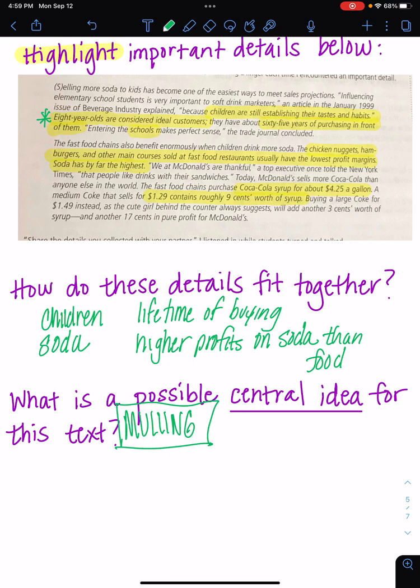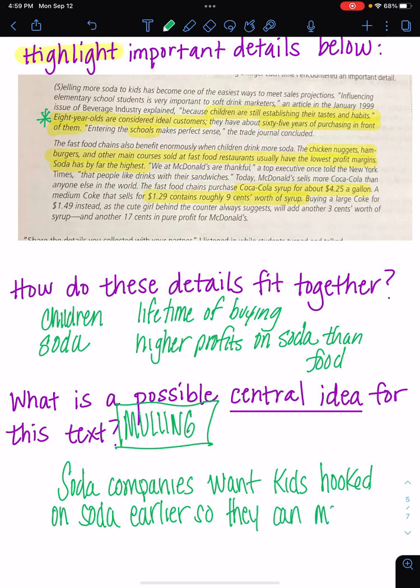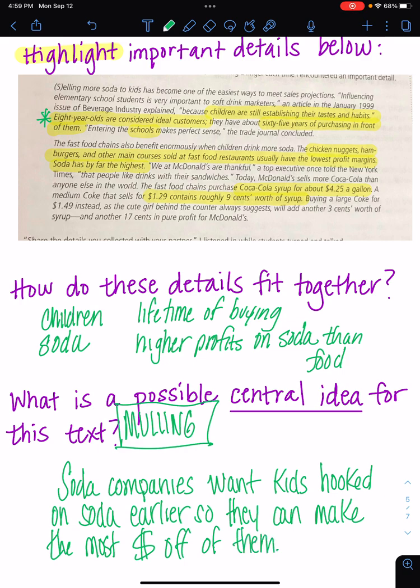So I would say that a possible central idea for this text would just be that soda companies want kids hooked on soda earlier so they can make the most money off them. That's kind of screwed up, isn't it? It's like they're saying, get the little kids so that we can have them paying us forever. It's very manipulative when you think about it.